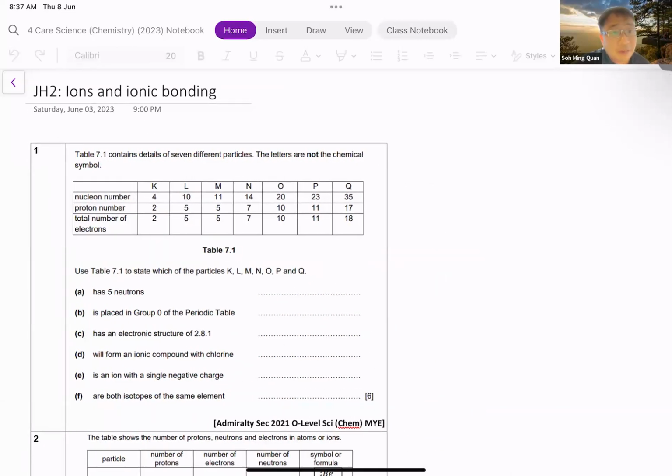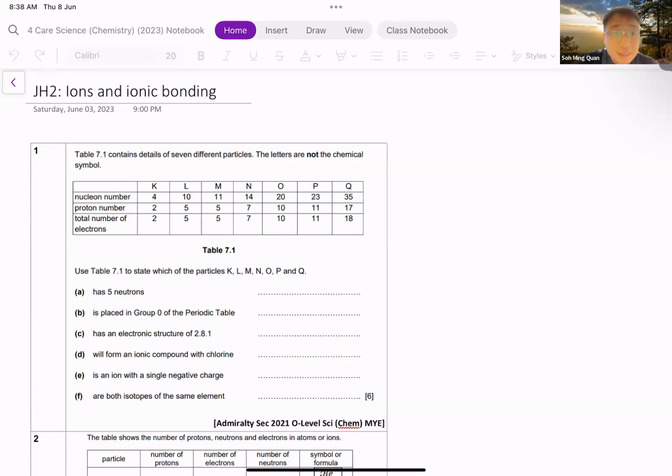So last lesson, we revised what is an atom. We revised how we deduce the number of protons, electrons, and neutrons in an atom from the periodic table. We talked about things like proton number and nucleon number. This lesson, we will focus solely on ions and how ionic bonds work. At the end of today, you must be able to explain how and why ions form. You must also be able to explain the physical properties of ionic compounds.